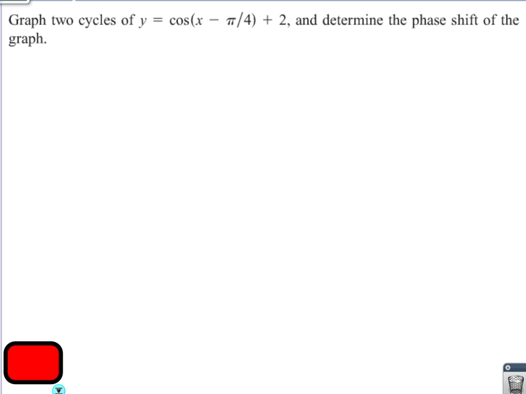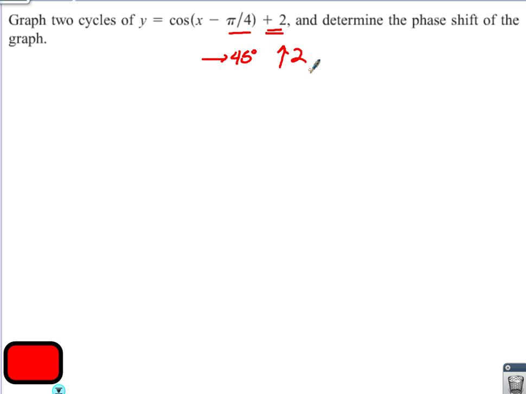Got a couple of transformations here. y equals cosine of x minus pi over 4 plus 2. Parker, what's the minus pi over 4 going to do? So right 45 degrees. And go ahead, Parker, what's the plus 2 going to do? So we have our cosine graph moved to the right 45 degrees, moved up 2.